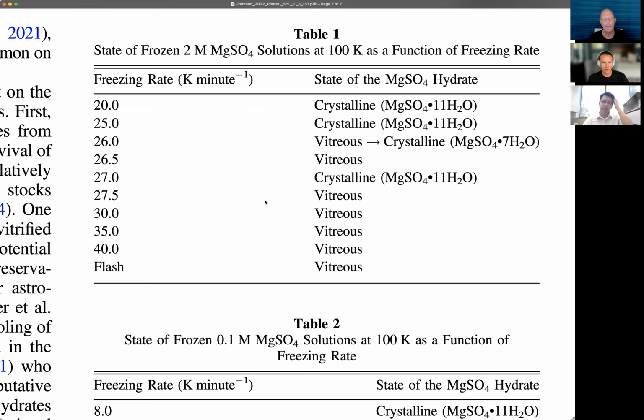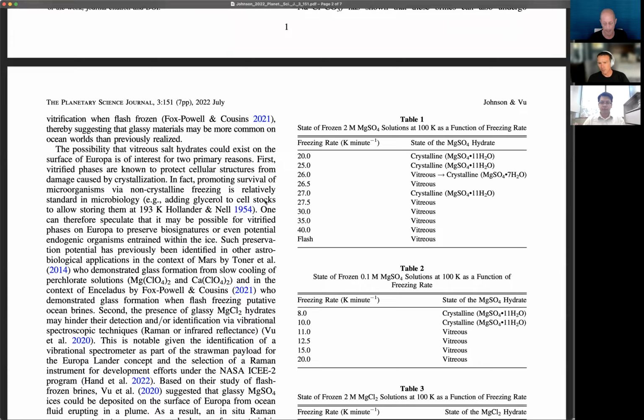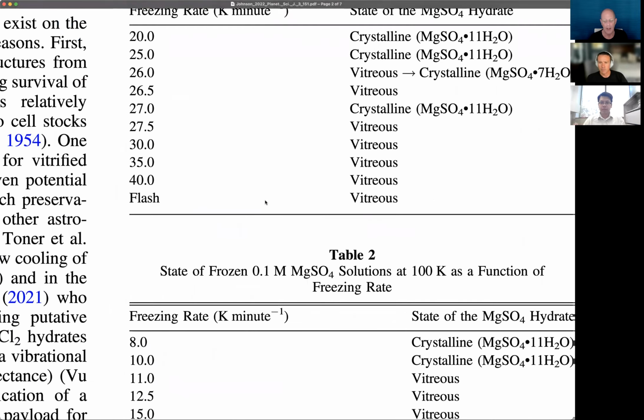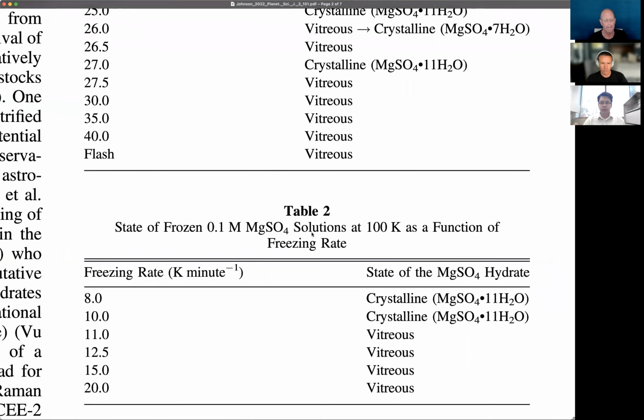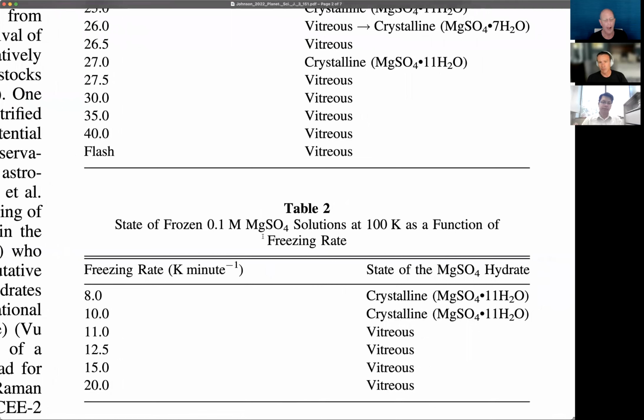Now you could go to table 2, which is right below it. This is the same salt, but with a lower concentration. And what happens here is that we are able to get glasses forming at significantly lower freezing rates. So with a lower concentration, it's easier to form the glass. Just an interesting observation.